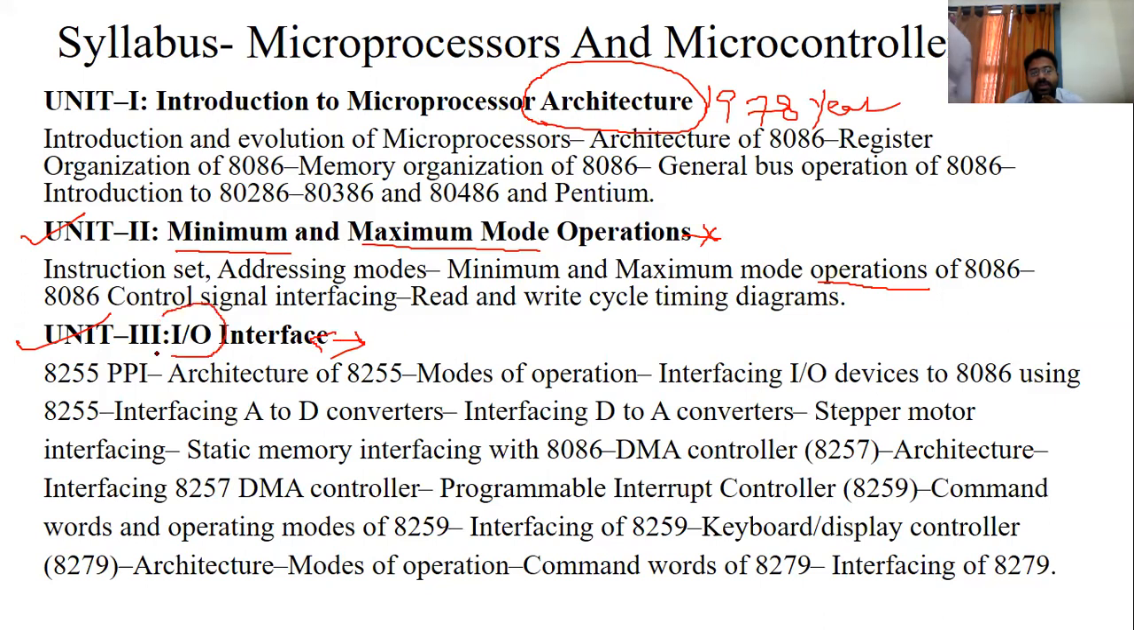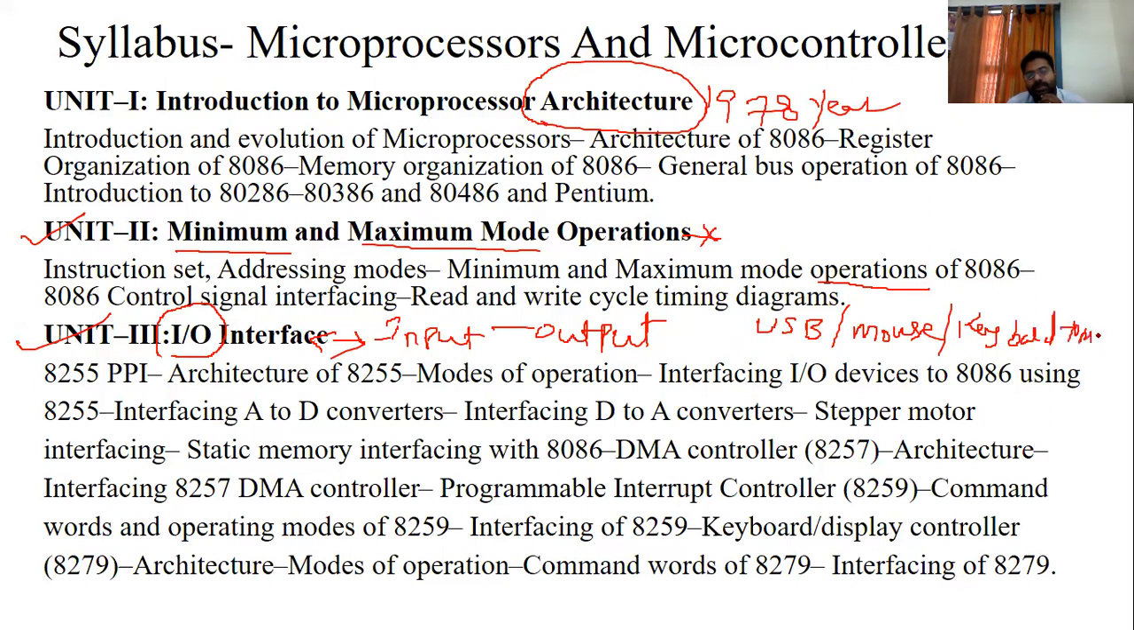You can see this I/O. I/O here means input and output. What are the different types of input and output devices that will be connected to the 8086 microprocessor? I'll tell you one example. Suppose you are connecting a USB, or a mouse, or a keyboard to the microprocessor.